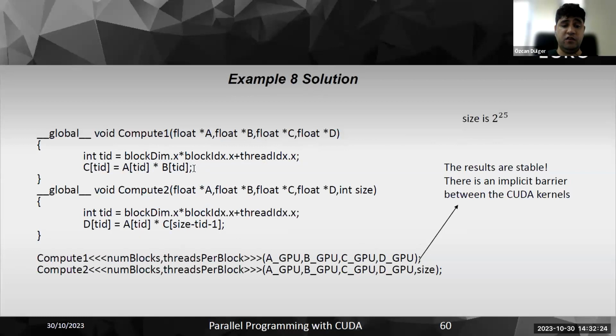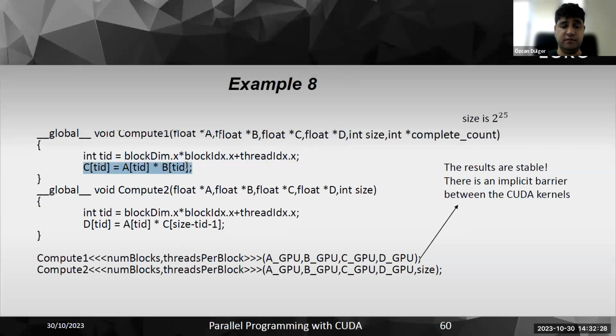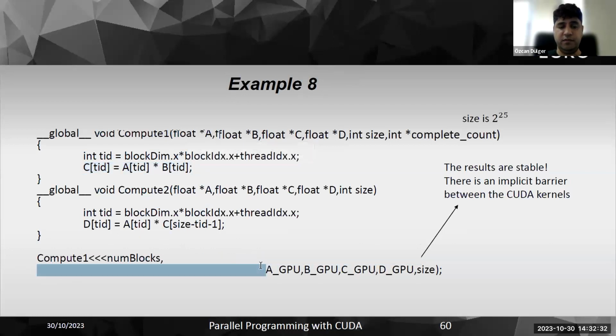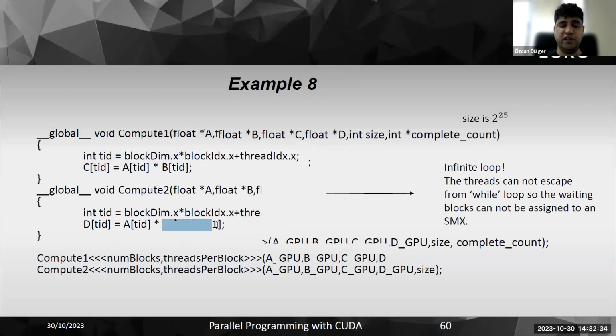So once all of the threads complete this execution, the next Cuda kernel will be executed. So the threads will access the latest value of C. This is the correct solution. We use the implicit barrier between the Cuda kernels.